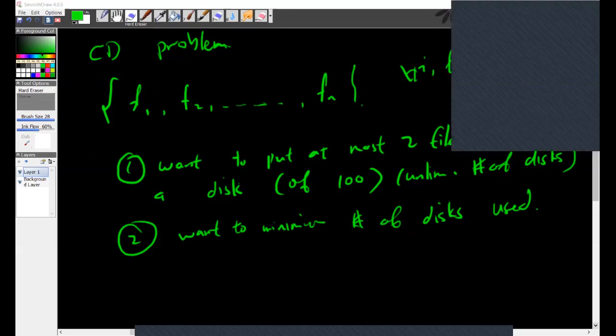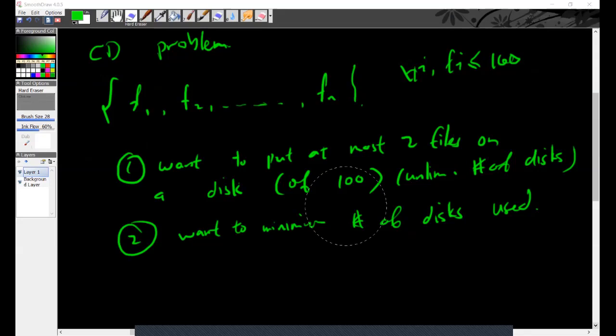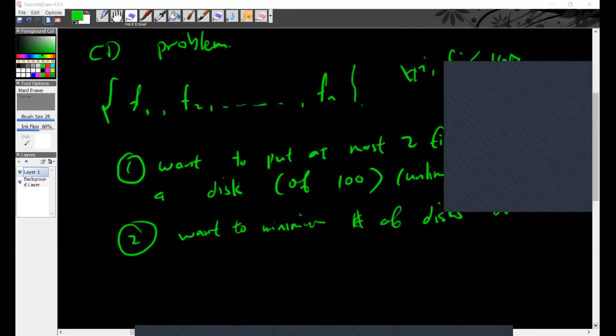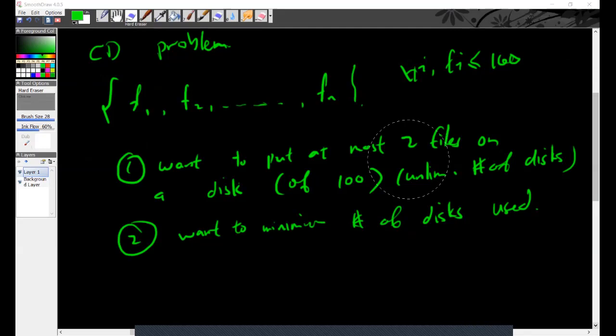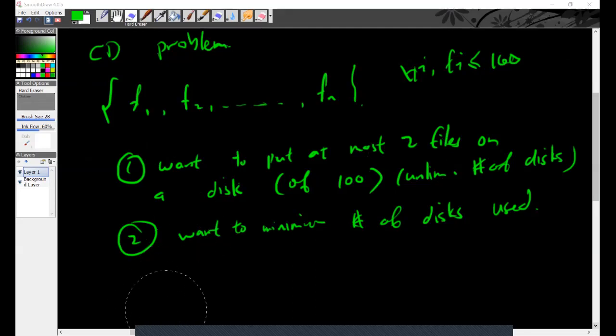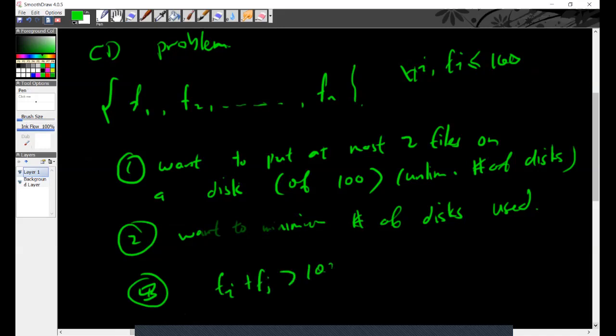Okay, so we're clear with the problem, right? Basically, again, you have n files. Each file is of size not more than 100. And we want to put at most 2 files on a single disk, right? And we want to minimize the number of disks involved. I should mention this as well: we can't have that if f_i and f_j sum to more than 100, you can't put them on the same disk. Of course, right? If not, this problem is easy.